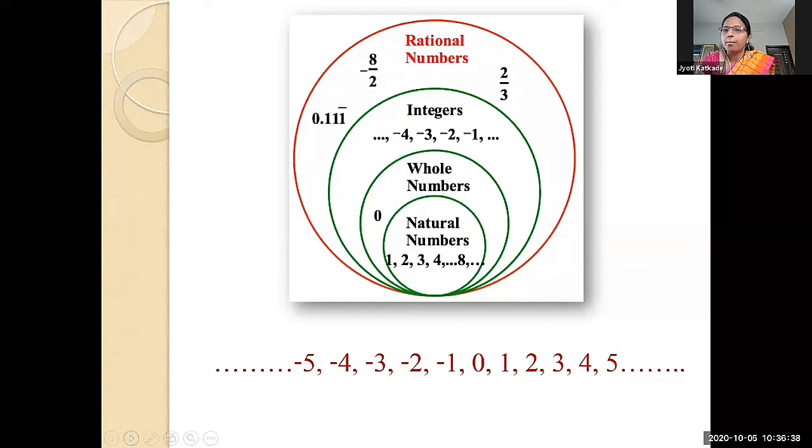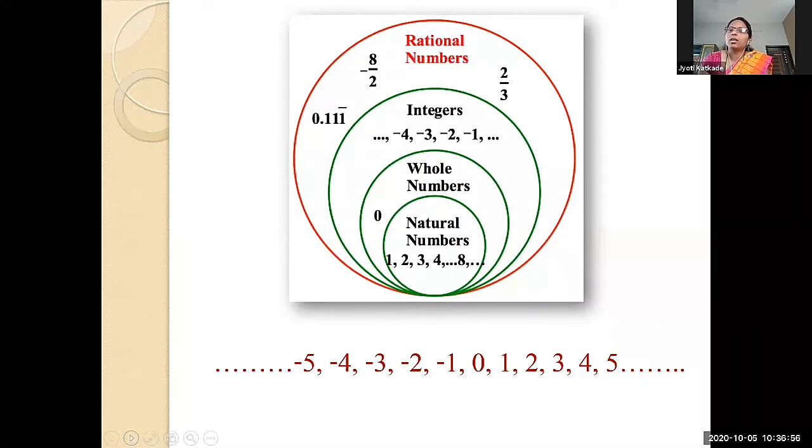Now second example, 2 divided by 3, this is also a rational number. Why? Because 2 and 3 are positive integers and the denominator is 3, means it's not equal to 0. Do you got it?